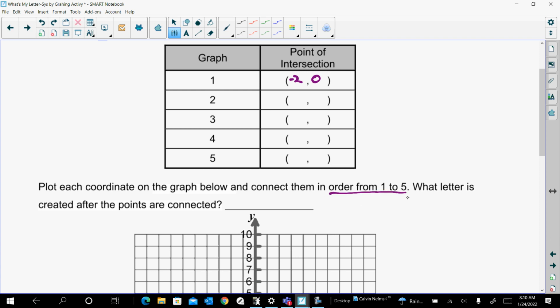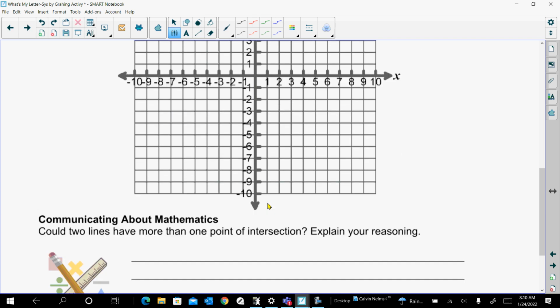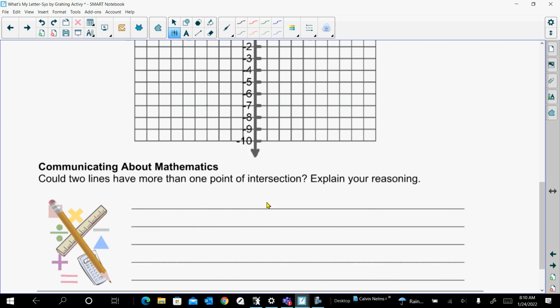That's important. What letter is created after the points are connected? That's the answer you put in the blank. I'll check your graph. And then don't forget to answer this part. Could 2 lines have more than one intersection? Explain your reasoning. I am checking the free response.